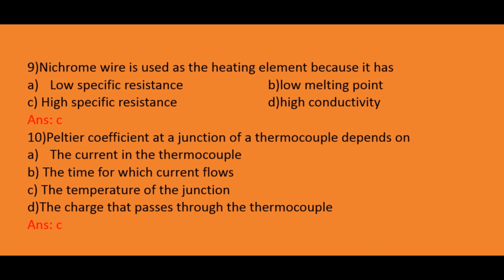Not only high specific resistance, it also has a high melting point. So high specific resistance and high melting point are the reasons we use nichrome wire in a heating element.